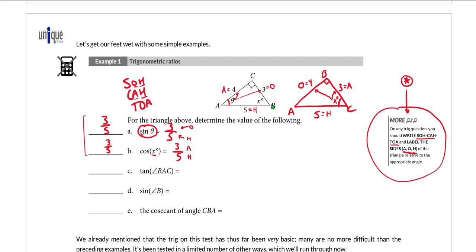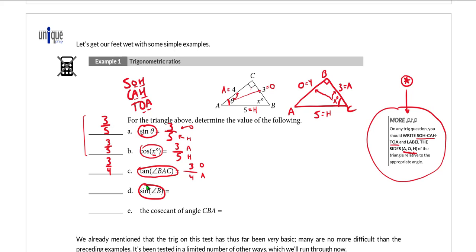Tangent of BAC. BAC is this angle here. So we're back to that theta angle. We're just calling it something different now. BAC, same angle though. So tangent of BAC, tangent is opposite over adjacent. So I need the opposite in the numerator, adjacent in the denominator. My opposite when I am in the theta or BAC angle is 3, and my adjacent is 4. 3 for opposite, 4 for adjacent, and I get 3 over 4. I really should be circling these.